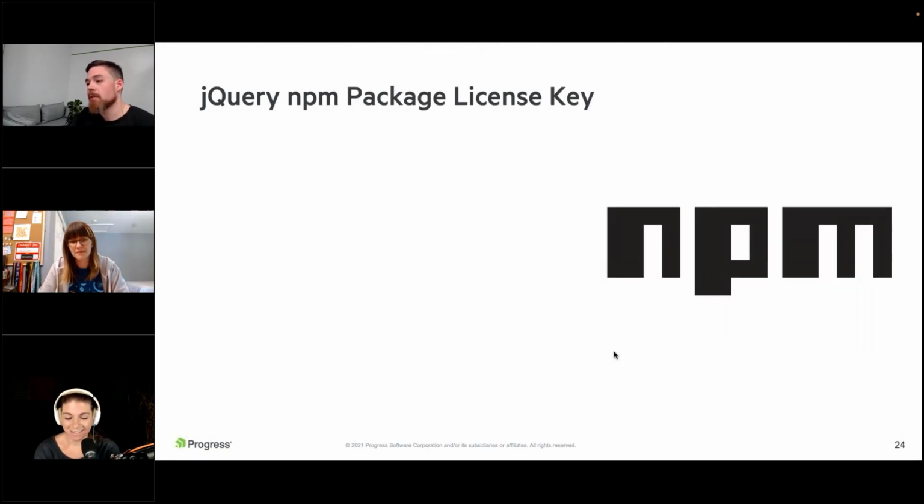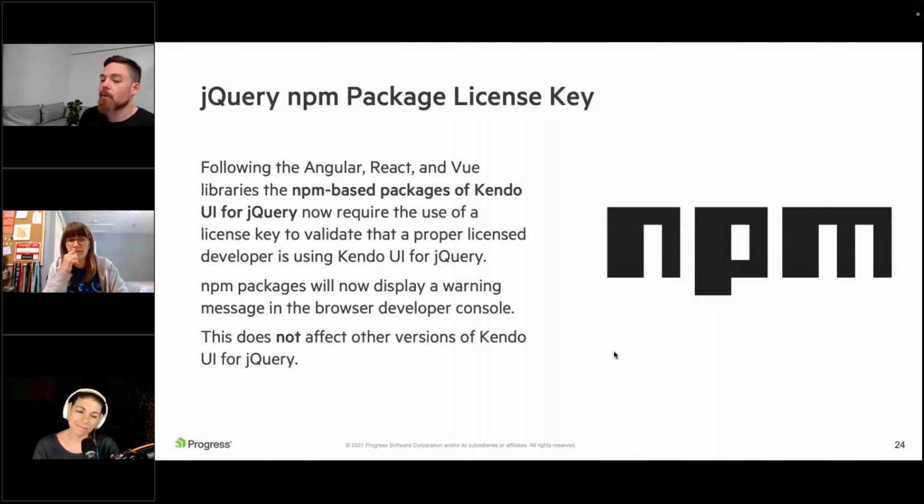Now, one thing that I should also mention is Kendo UI for jQuery on the NPM side of things. So this only affects NPM packages. It does not affect if you go into your account section and download the zip file, or the CDN or Bower, which you can also use with jQuery. So this is just for NPM. And this follows what we've done on the Angular, React, and Vue libraries.